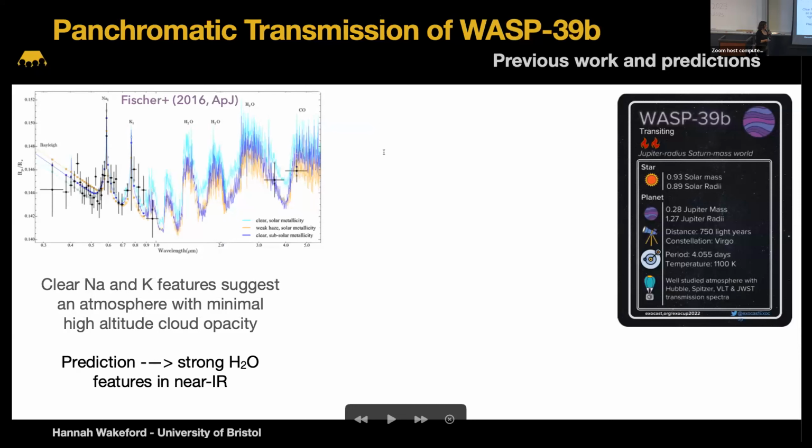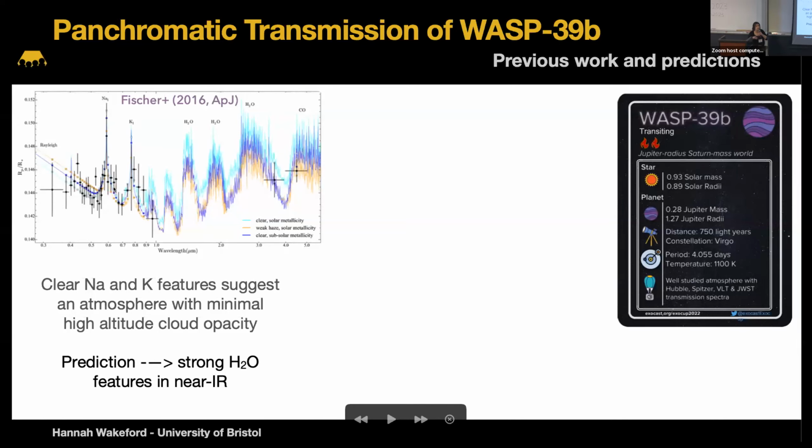I want to now tell you a little bit of a story, a very scientific kind of journey that we've taken with one particular planet, and that is WASP-39b. It is a Saturn mass, Jupiter radius planet. And we originally looked at it with the Hubble Space Telescope, looking in the optical. And what we found was the presence of very strong absorption from sodium and potassium.